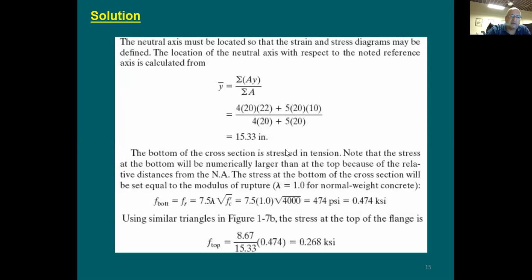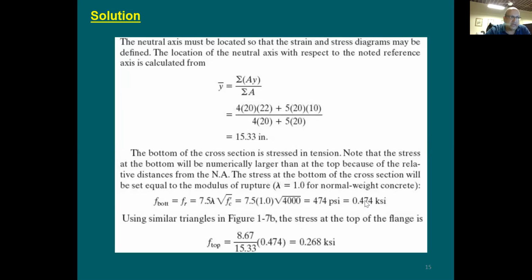So when the stress at the bottom is going to be right at the cracking point, 474, the stress on the top is going to be 268. Very good? Yes? Finding out the stress on the top based on the stress at the bottom?